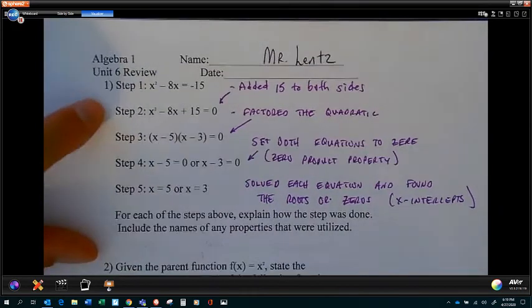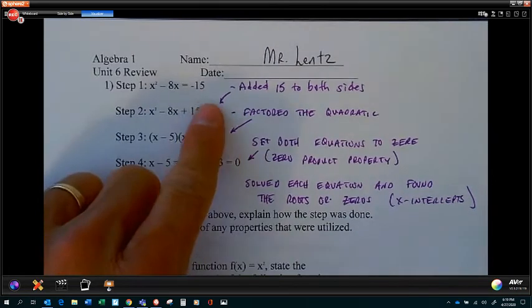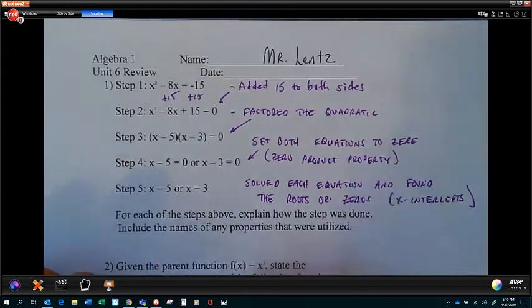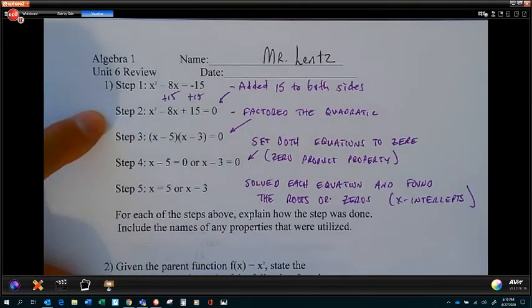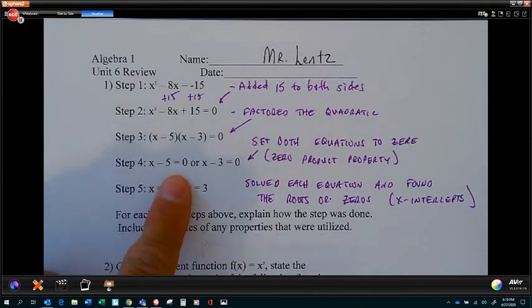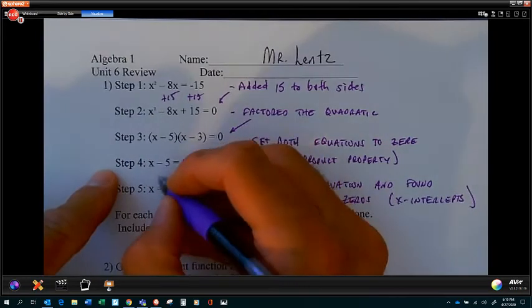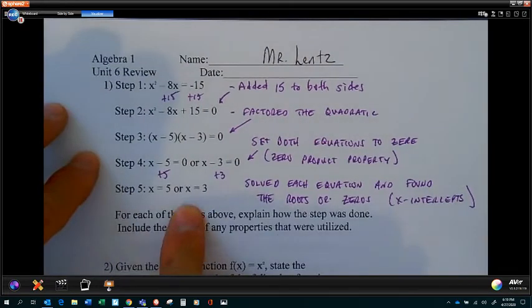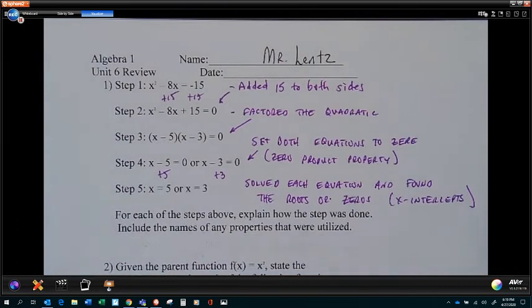Okay, from step 1 to step 2, we added 15 to both sides, and by adding that 15 to both sides, I was able to come up with the second one. Then we went ahead and factored it to x minus 5 times x minus 3, set them both equal to 0, then adding 5 to both sides and adding 3 to both sides will get us x equals 5 and x equals 3.